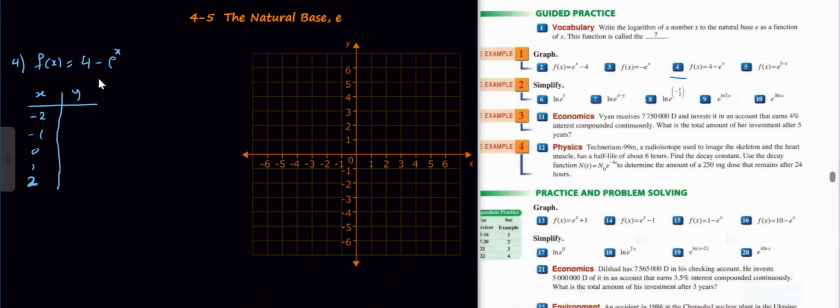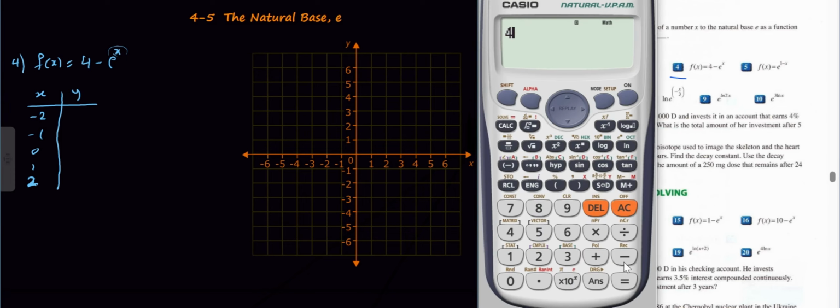So when you put x into this function, we will get y. Let's do it with a calculator. Shift ln, e to the power -2. We start from -2, and we get 3.86, about 3.9. If we put -1, we will get 3.6.